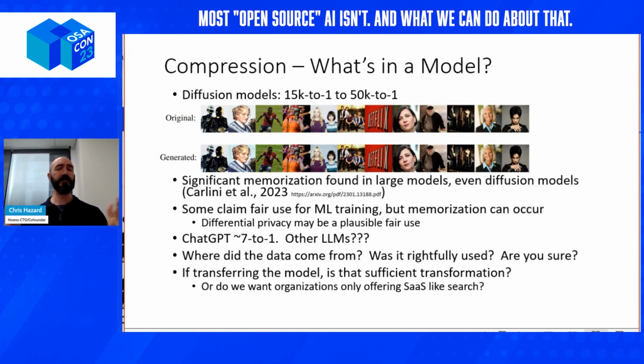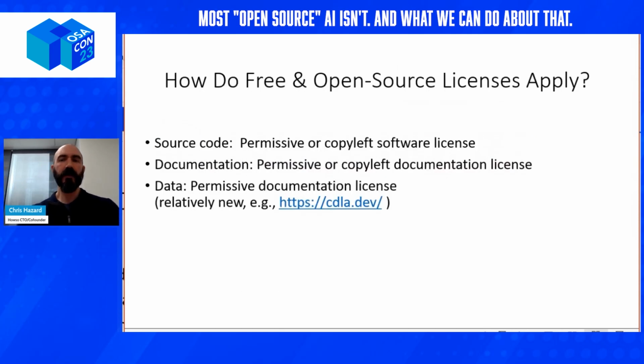And some of the larger ones, like for example GPT-3, ChatGPT, those sorts of things, have compression ratios of around 7 to 1. So there's a lot of memorization going on in there. And so where did the data come from? Was it rightfully used? Are you really sure? If you transfer this model from one jurisdiction to another, are you doing the right thing?